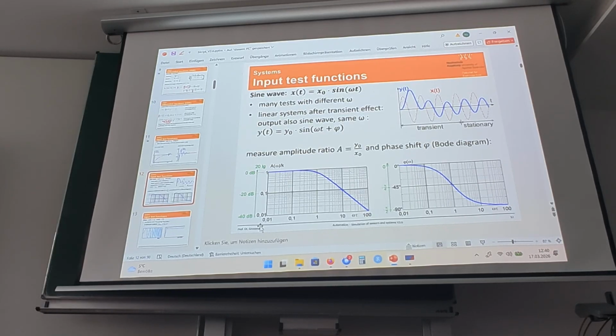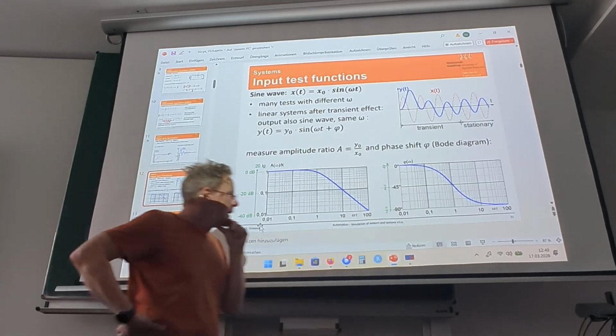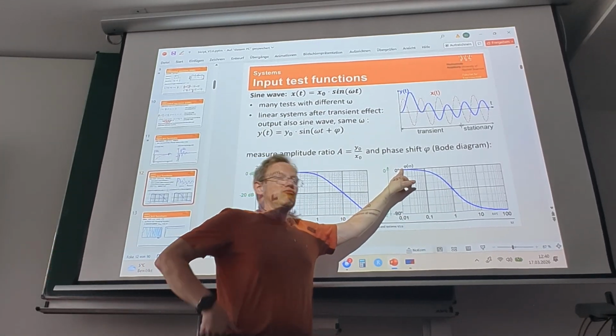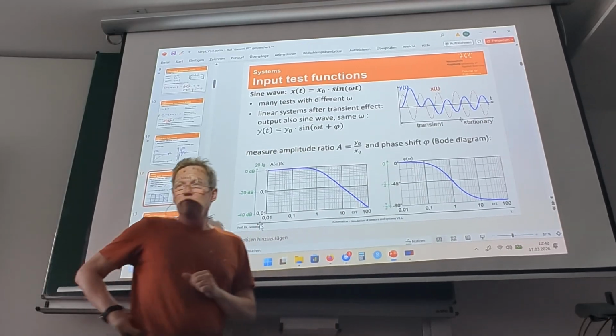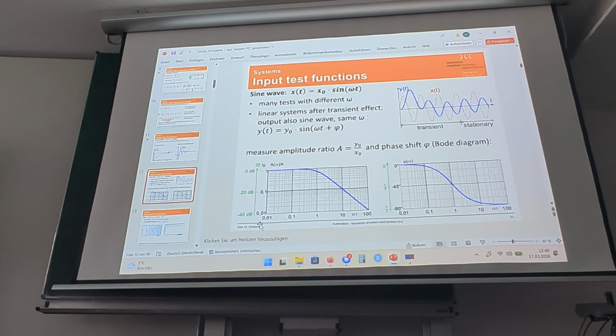Okay, for low frequencies, that means on the left side, here left or here left, the phase shift is always close to 0, and that means voltages and currents are in phase.